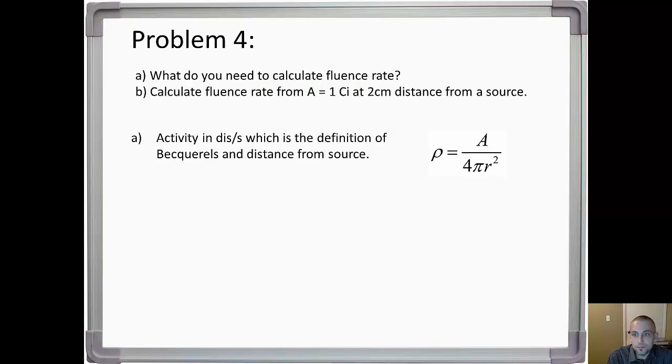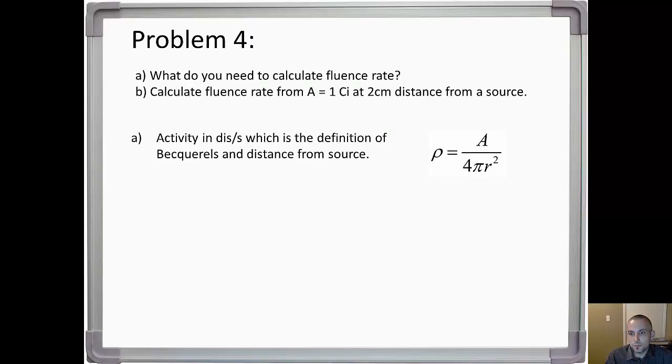So the fluence rate. Typically, the formula for calculating the fluence rate from a source is activity over 4 pi r squared. The 4 pi comes from, hopefully you cover this in your lecture and then you work through my problems after that, the unit of solid angle. When you integrate over all angles, you'll find that the solid angle is 4 pi.